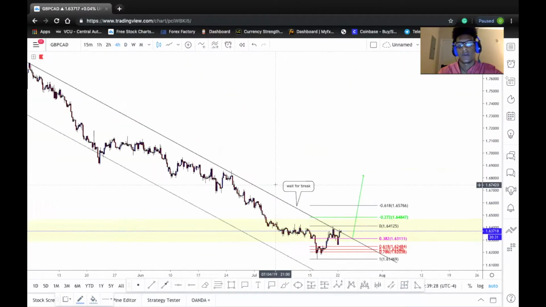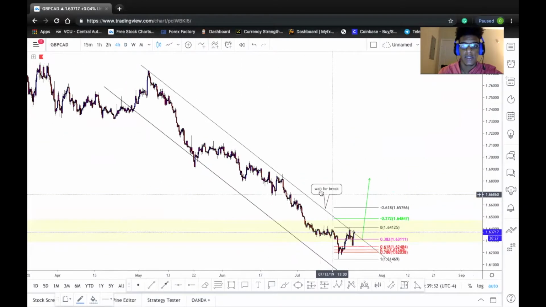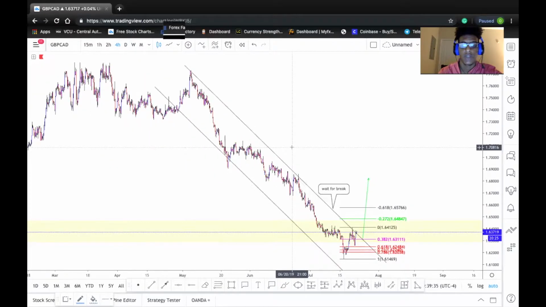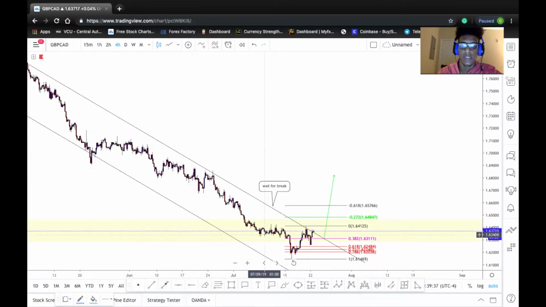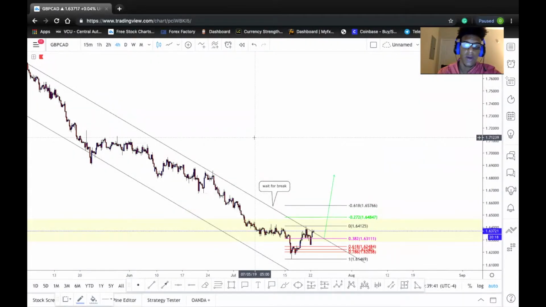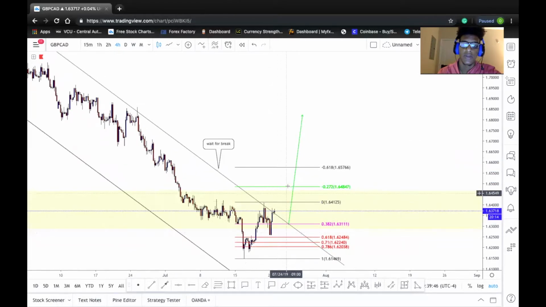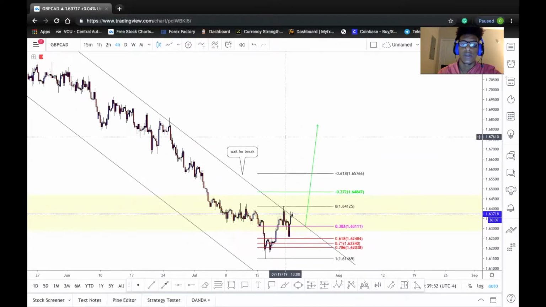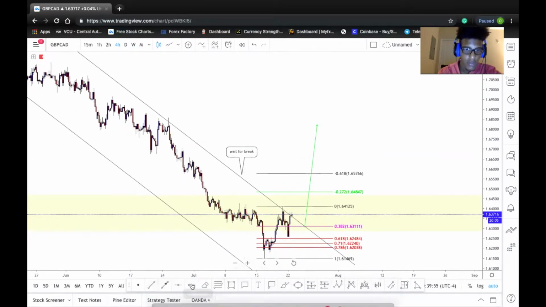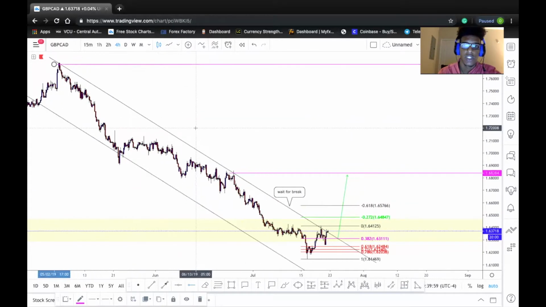GBPCAD, it looks like it is ready to break out of this downward channel. It's been on this downward channel for quite a while. We are seeing some divergence, but we have a lot of fundamentals this week regarding the pound, so I'd like to see how the technicals and fundamentals play out. But if we do see a strong impulse out of this channel, we could potentially get a retracement on the other side for a continuation. TPs, simply just looking at the past touches on this trend line.